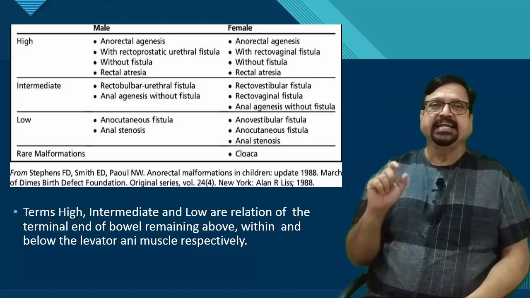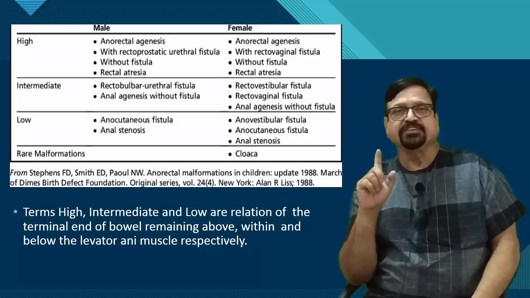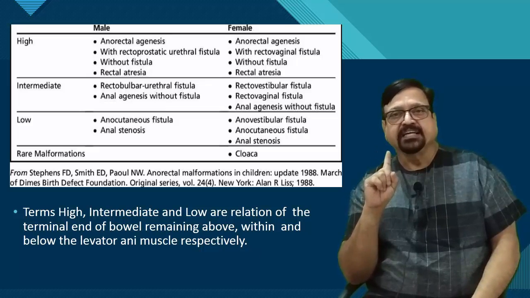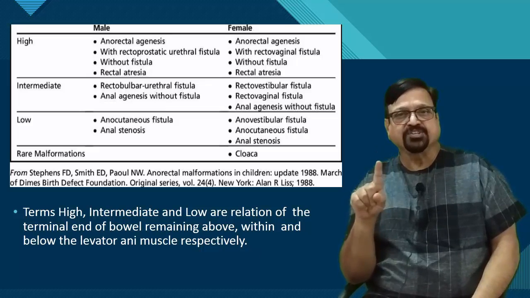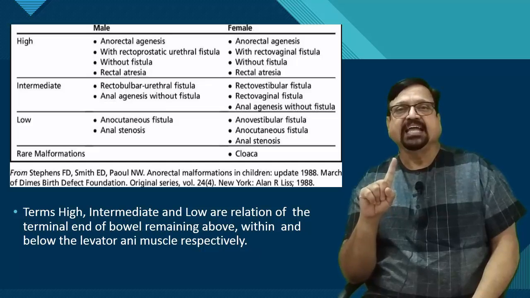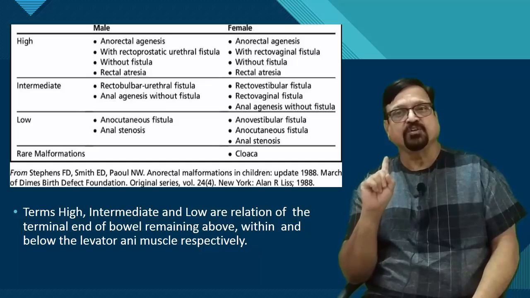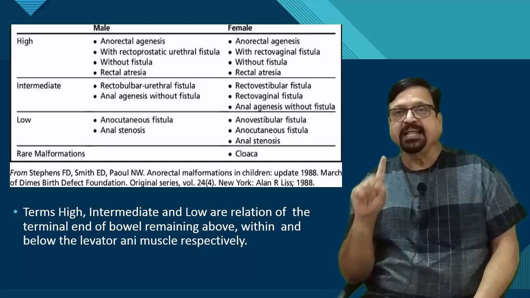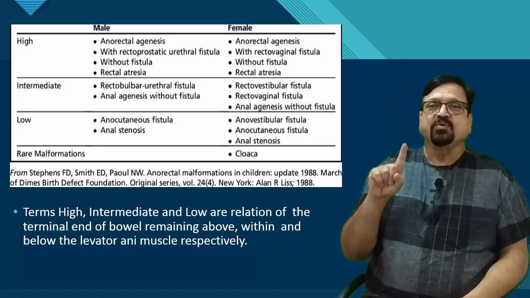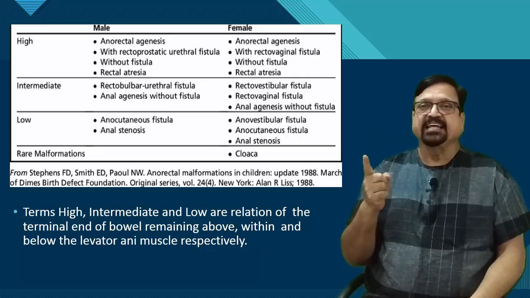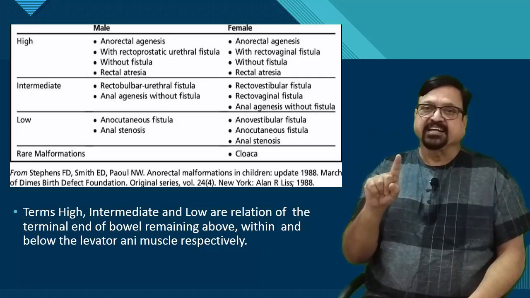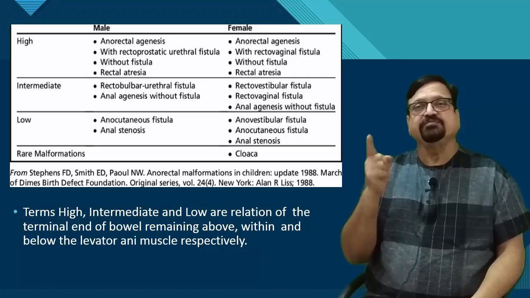Now what is the intermediate type? It is the rectobulbar urethral fistula. So there will be a rectobulbar urethral fistula, and there can be anal agenesis without fistula. So with fistula, without fistula. What happens in females is rectovestibular fistula and rectovaginal fistula, and third is anal agenesis without fistula.